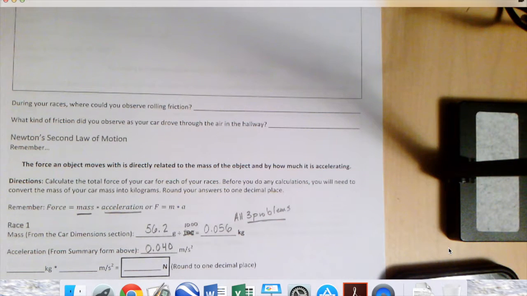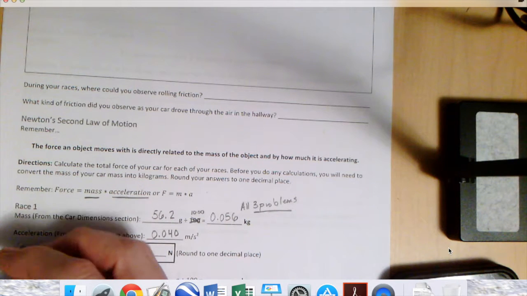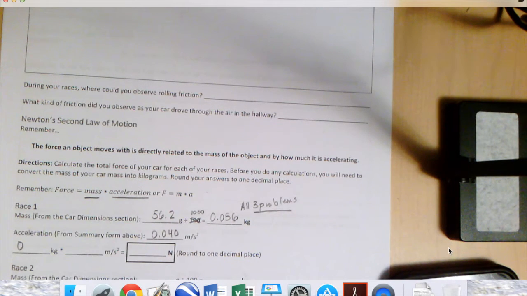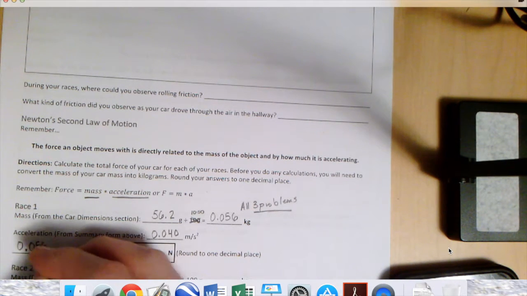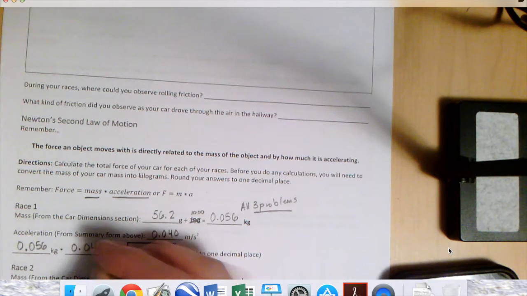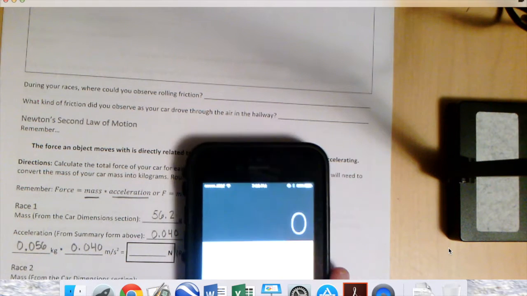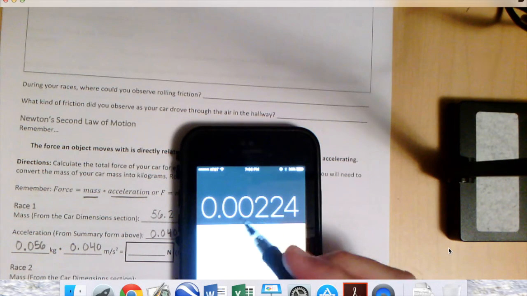So what we need to do is multiply. Force equals mass in kilograms, 0.056, times acceleration, 0.040. So I'm going to do the math right now: 0.056 times 0.040. That's my two things. I get an answer of, whoa, really, really small, 0.00224. Okay, go to 3 decimal places.